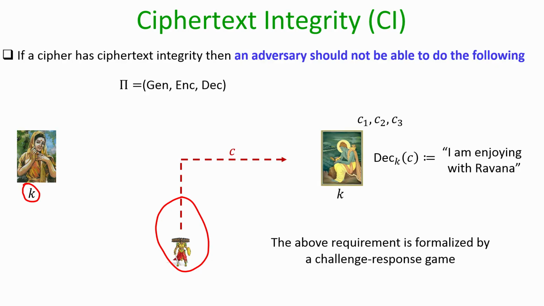Namely, it should not be possible for an adversary to see several legitimate ciphertexts from past sessions and, based on that, even without knowing the key, come up with a new ciphertext on behalf of the sender and communicate it to the receiver, such that the new ciphertext gets decrypted legitimately at the receiving end. That is what we want to prevent, to ensure that our encryption process has ciphertext integrity, and this requirement that I have demonstrated here pictorially can be formalized by a challenge response scheme.